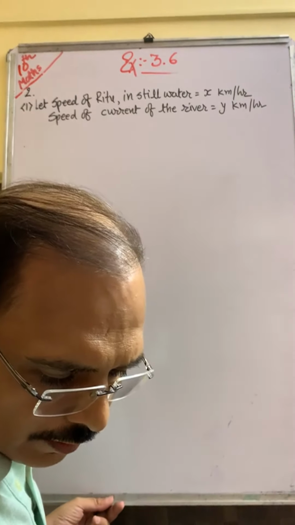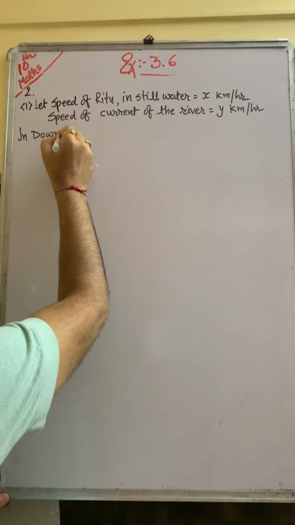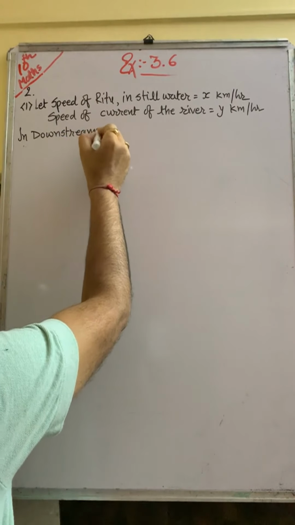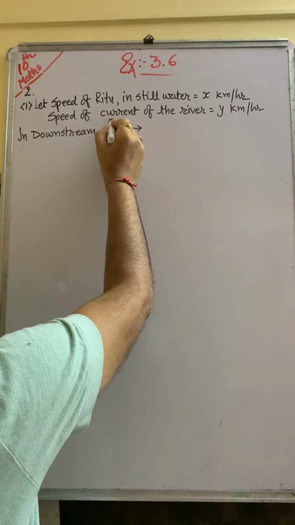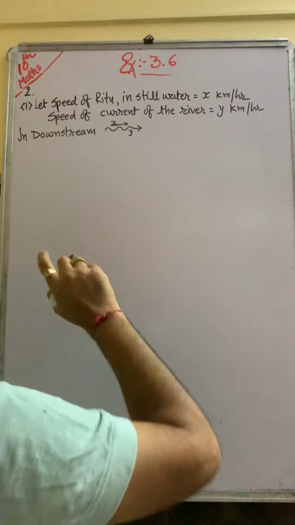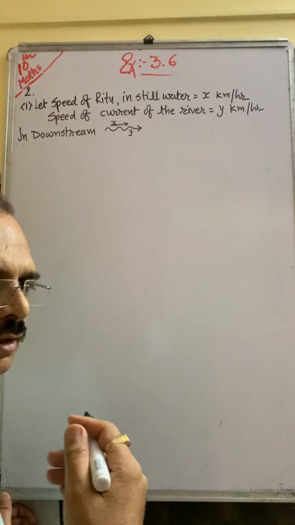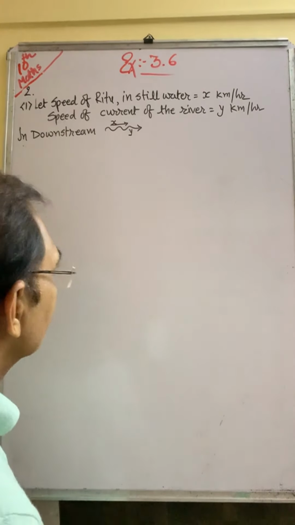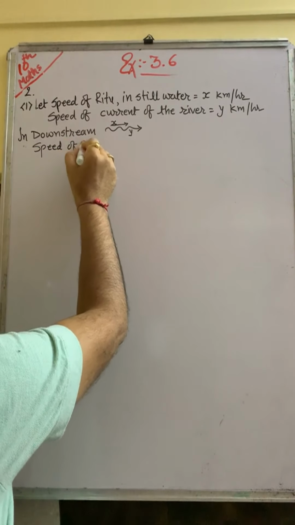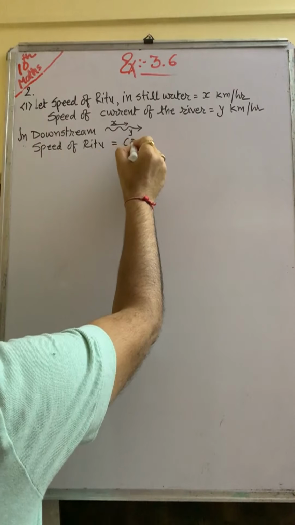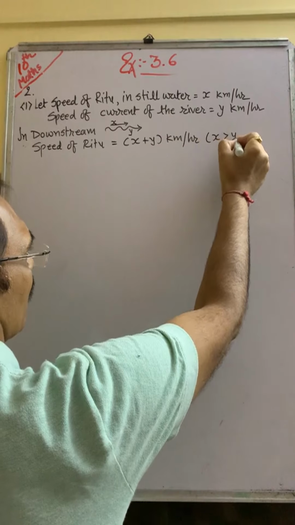Ritu can row downstream 20 km. So downstream means towards the flow of water: water moves in this direction, Ritu also moves in this direction. Speed of Ritu is x, speed of water is y. So in downstream, water exerts force on Ritu, and that's why the speed of Ritu increases. So in downstream, the speed of Ritu will be x plus y kilometer per hour. Naturally, you can write x is greater than y.